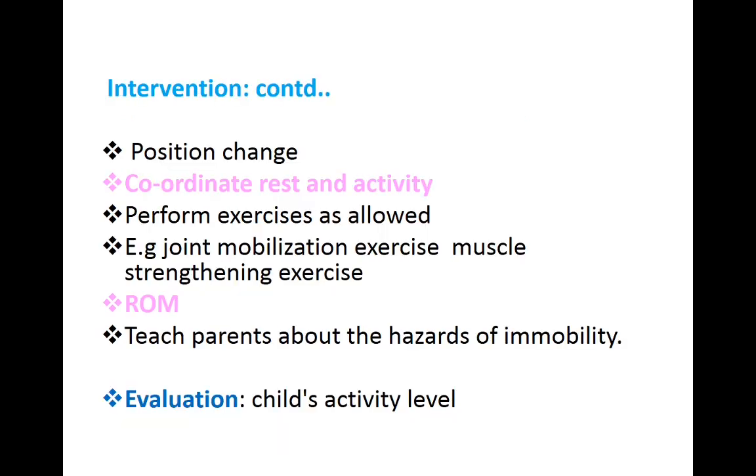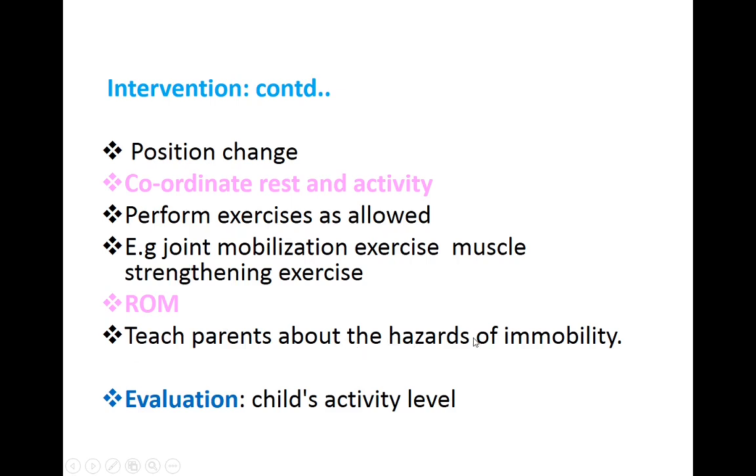Position change. If the child cannot move at all, you have to keep position changing in mind. Coordinate rest and activity. When you give a period of rest after each activity, you have to schedule it. Decide how long you will give some kind of activities, or daily activities, or other activities so that the child moves, and then plan one period of rest. Perform exercises as allowed. Some restrictions might be there. Whatever exercise you can allow, that has to be allowed. For example, joint mobilization exercise, muscle strengthening exercise. This can be done. Range of motion exercises, you know very well.